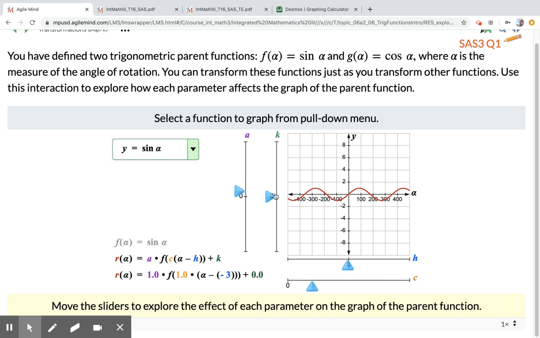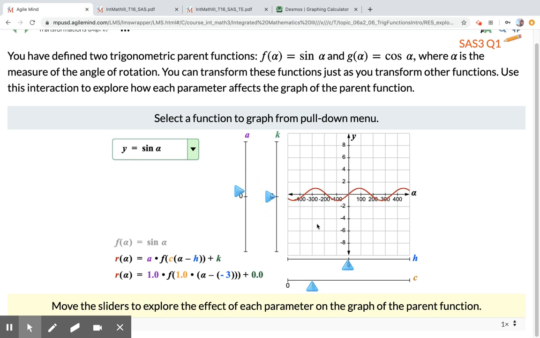And you know what K is going to do? K is going to shift up and it's going to shift down. So if K is positive, it shifts it up. If K is negative, it shifts it down. All right. Nothing earth-shattering here.